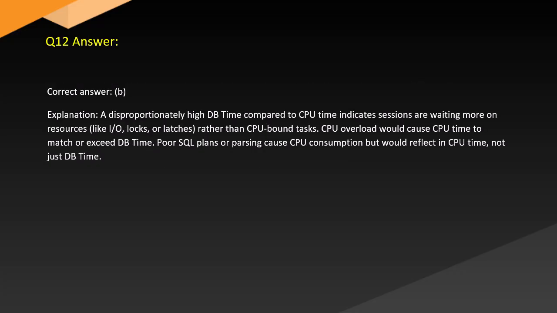Answer. Correct answer: B. Explanation: A disproportionately high DB time compared to CPU time indicates sessions are waiting more on resources like I/O, locks, or latches rather than CPU-bound tasks. CPU overload would cause CPU time to match or exceed DB time. Poor SQL plans or parsing cause CPU consumption but would reflect in CPU time, not just DB time.